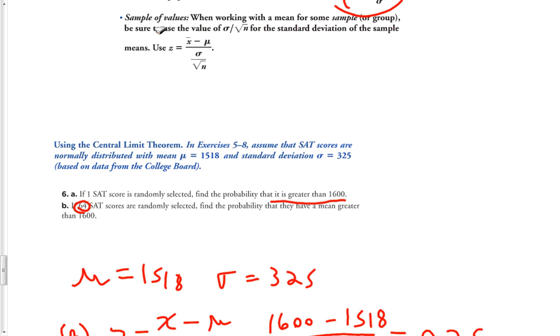And we want that mean to be greater than 1600. All right, so now we're going to use this formula, because this 1600 now is no longer a value of x. It's the mean of these 64 values, so it's an x bar. So we're going to plug in 1600 for x bar in this case. And we're going to use 64 as n, so it's going to be the square root of 64 down there.